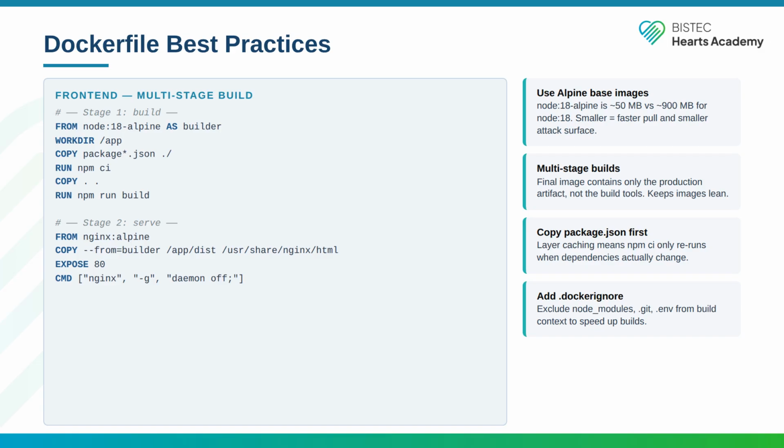For the backend API, the pattern is similar but simpler. Start from Node 18 Alpine, copy the package files, run npm ci with the production flag, copy the source, and set the start command. The key discipline across both Dockerfiles is always using specific version tags, never the latest tag, so builds are reproducible months later when Node or Nginx releases a new version.